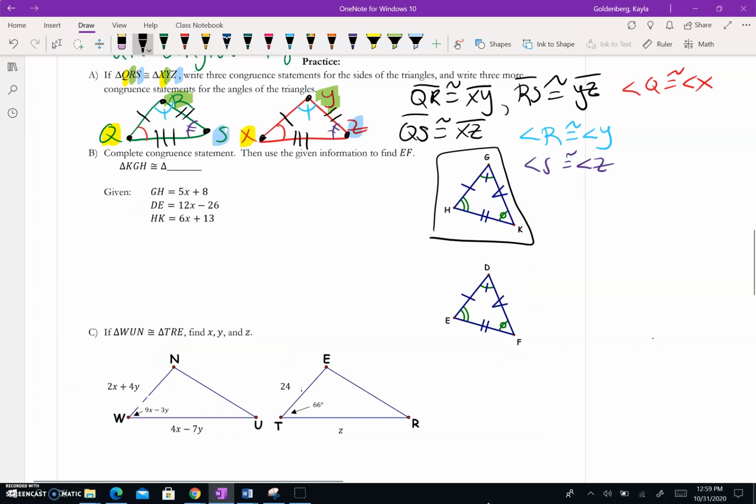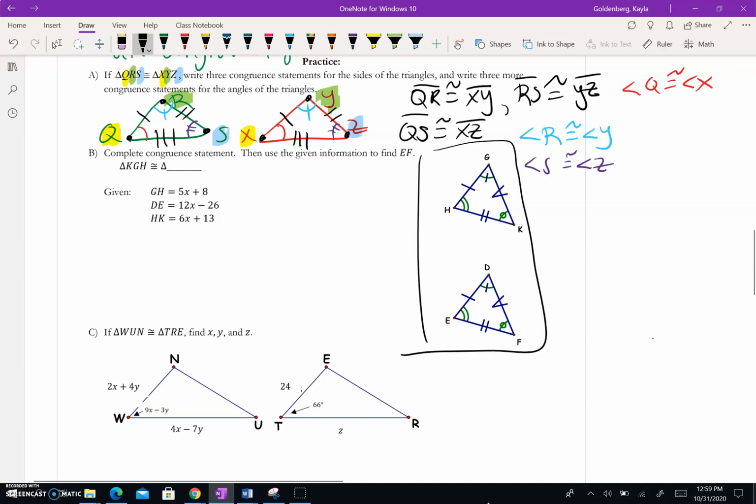For letter B, we're going to be creating a congruent statement and using information to find EF. So notice I've got these two triangles that I'm looking at for part B. It's a little hard to see. So KGH is congruent to what triangle? So I'm going to do my highlight idea. So K, notice K's got that special angle symbol. I see that over here. So K is going to match with F. So I'm going to put F first.